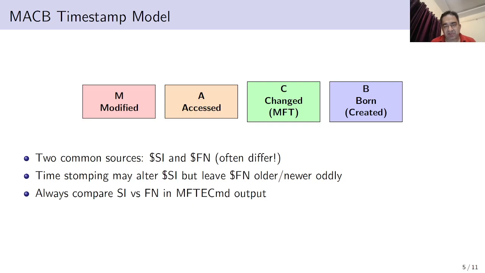MACB means modified, accessed, changed (MFT entry change), and born (created). Stress that Windows commonly exposes two timestamp sets, SI and FN, that often disagree after copy, move, or anti-forensic stamping. For example, an attacker sets SI created to 2019 to look old, but FN created still shows yesterday. MFTECmd side-by-side columns make that inconsistency obvious.